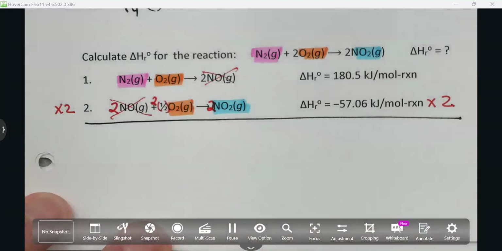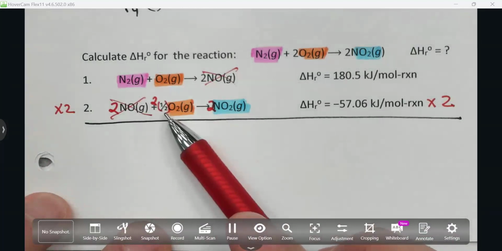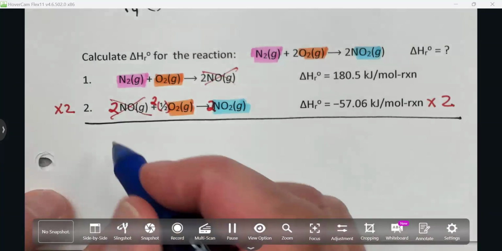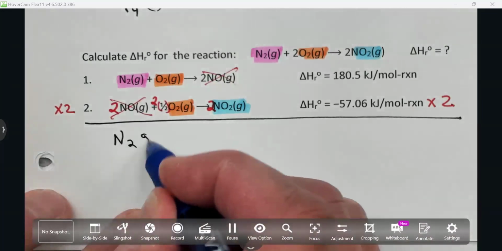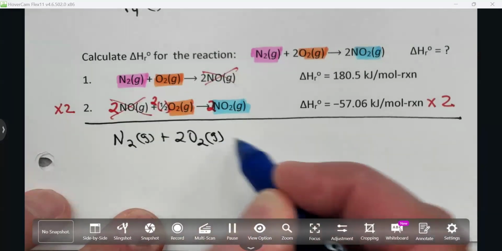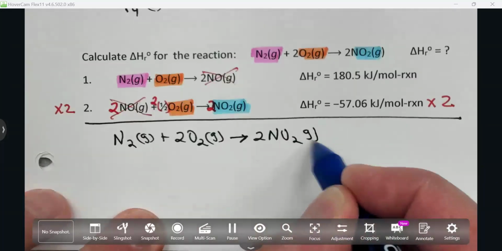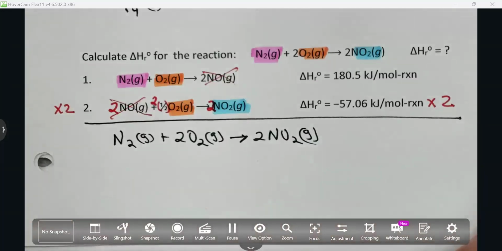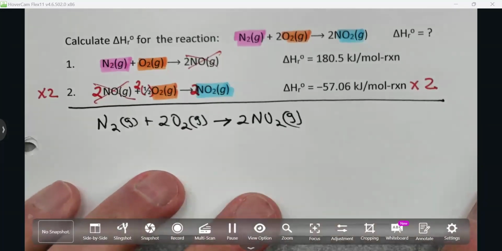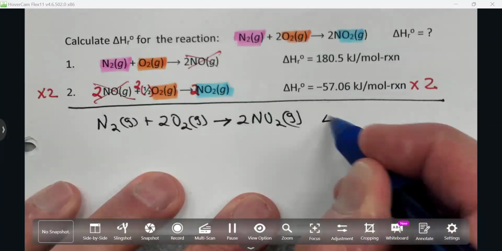And this O2, 2 times 1/2 is 1, correct? 2 over 2 is 1, so I've got this. I'm going to have N2 gas plus 2 O2 gas gives 2 NO2 gas. Make sure we're multiplying this one by 2.